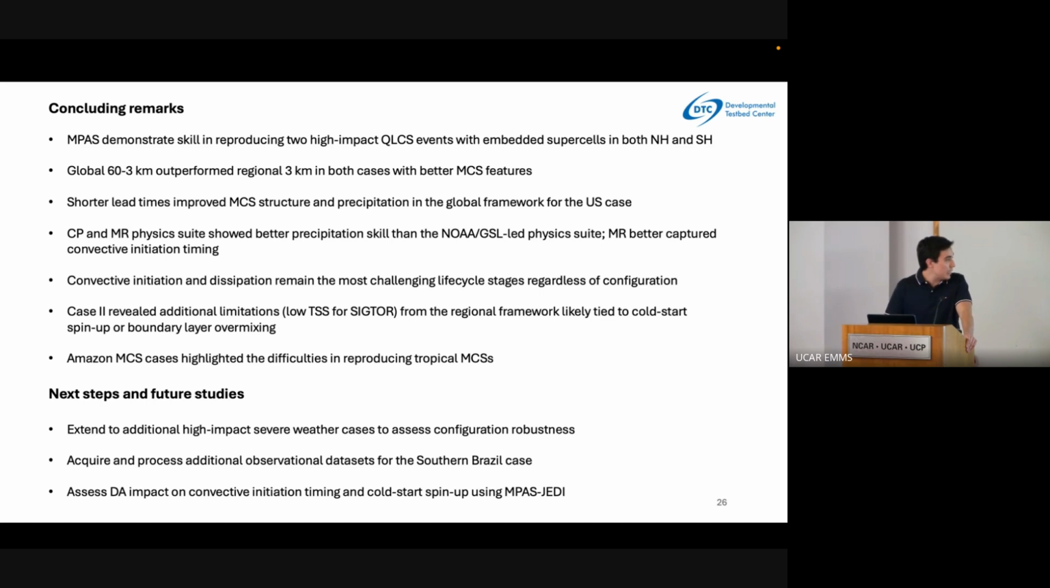And also, I would like to see the impact of data assimilation within MPAS-JEDI in terms of improvement of convection initiation timing and cold start spin-up, because I had the opportunity to join the Spring Forecast Experiment last April. And I saw some really good results of MPAS-JEDI in terms of convective initiation timing. And probably these results can be impacted by this approach.